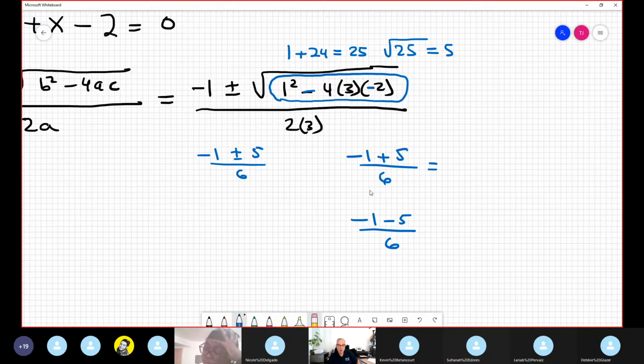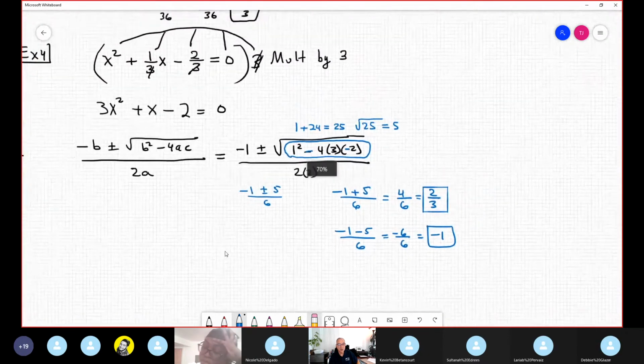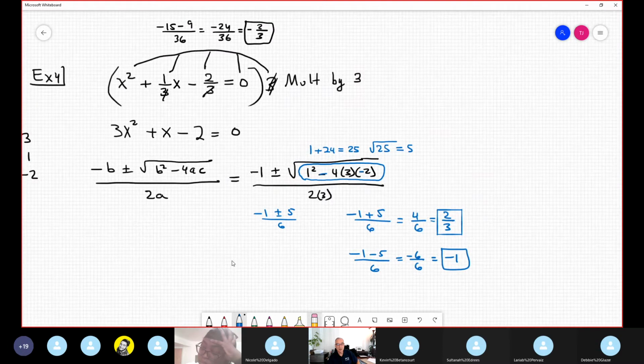Okay, 5 minus 1 is 4 over 6. Reduce to the lowest terms because I know that this number is even. Divided by 2 is 2/3. This is my first solution. And my second solution is negative 1 and negative 5 together is negative 6, divided by 6 is negative 1. Therefore, my solution set for the original equation, the ugly equation that I don't like, because I multiplied the whole thing by 3, is 2/3 and negative 1.